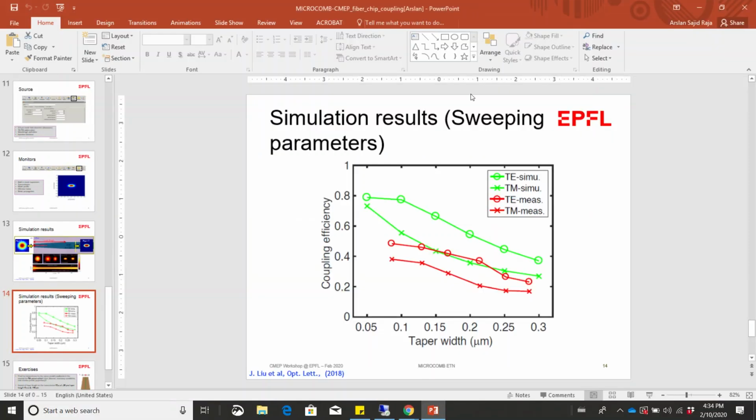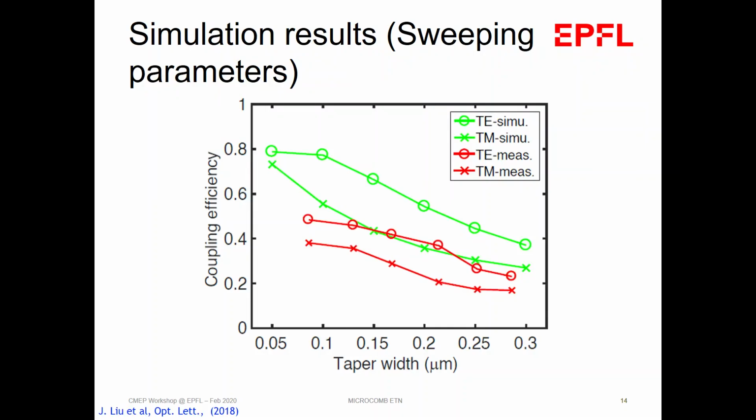So that's what we did here. That's the result we published in our paper, I think 2 years ago in Optics Letters, where we try to sweep the taper width from 50 nanometer to 300 nanometer, and you can see how the coupling is really dropping here. So the trend is that you want to make your tapers as small as possible to couple the light from your input fiber to the bus waveguide.